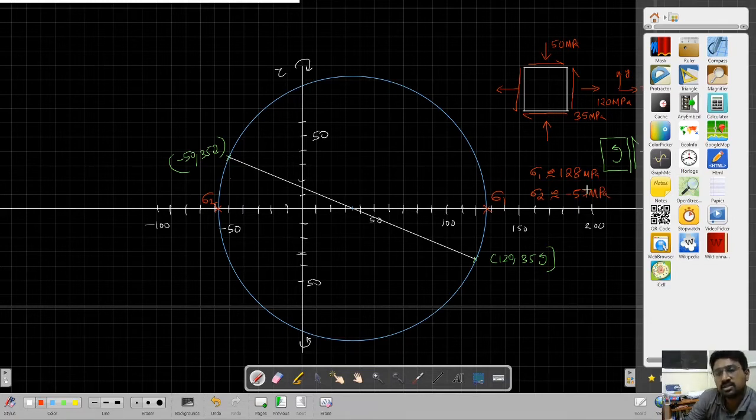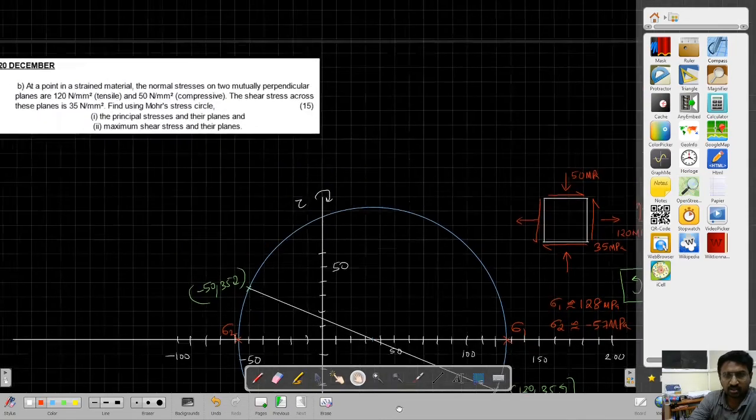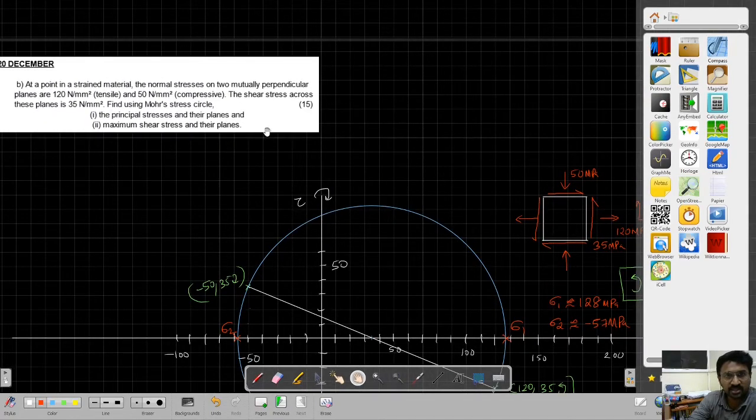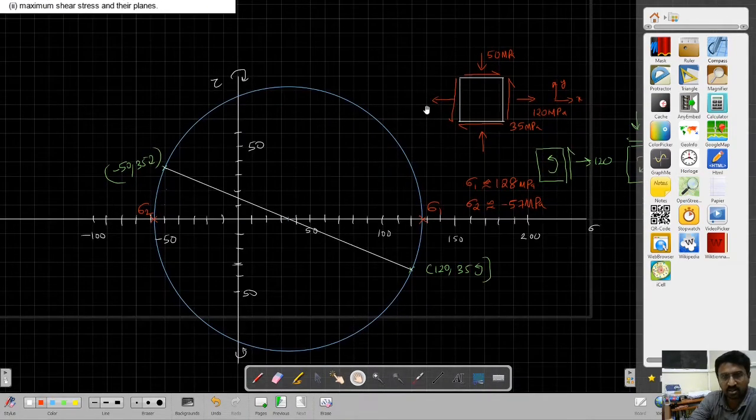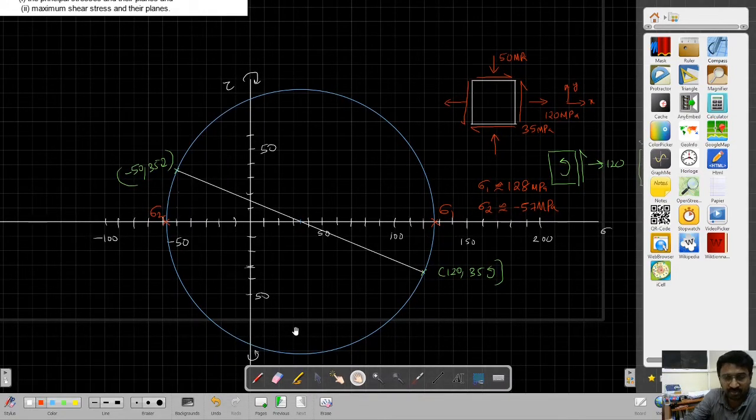Okay, so these are the 2 values. Now, this is the first part, the principal stresses and their plane. How do you find the principal plane? To find the principal plane, you have to measure this angle. This angle is 2 theta. We have to measure 2 theta in the anti-clockwise or counterclockwise direction. So this is the angle we will measure.